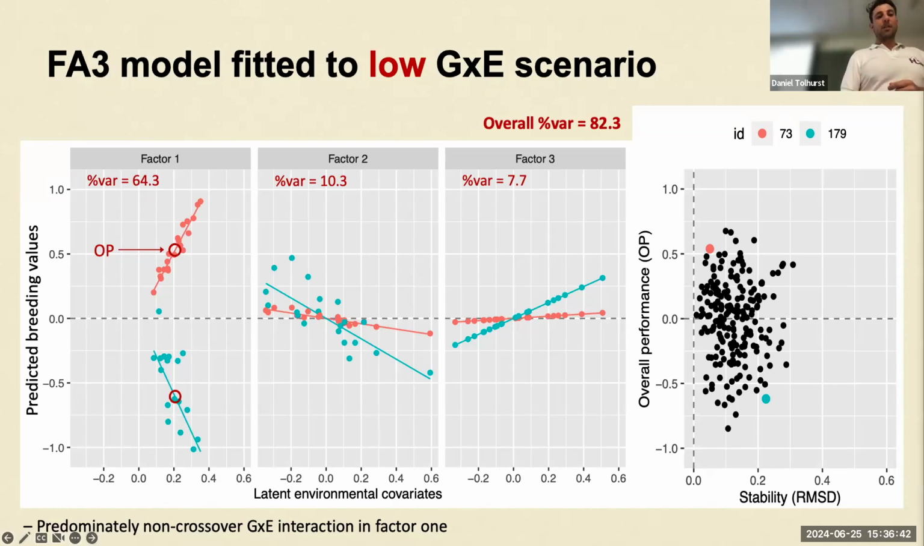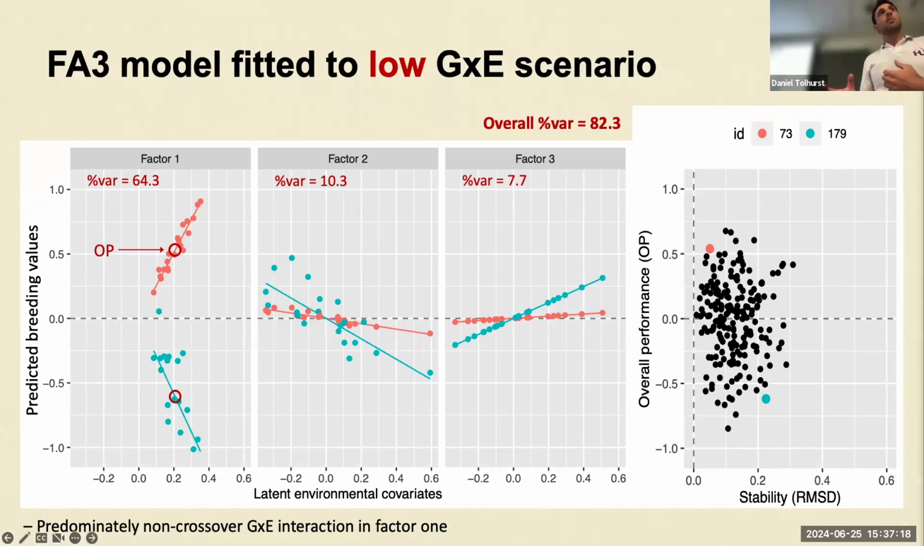On the y-axis, we've got the predicted breeding values for each one of those environments for those two genotypes. And ID73, which is in red, has got a much higher slope for that principal component. So it's got a much higher average breeding value. Whereas ID179 has got that negative slope there. So again, if you want to select for the highest average performing line across those environments, it would definitely be ID73. And this is the low G by E scenario.